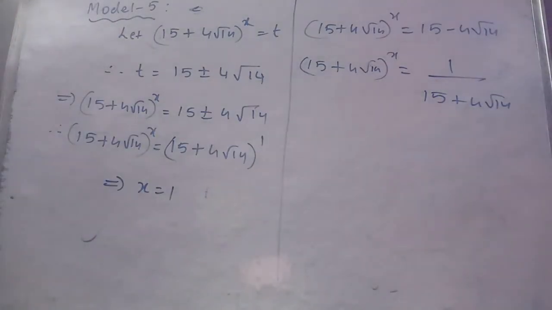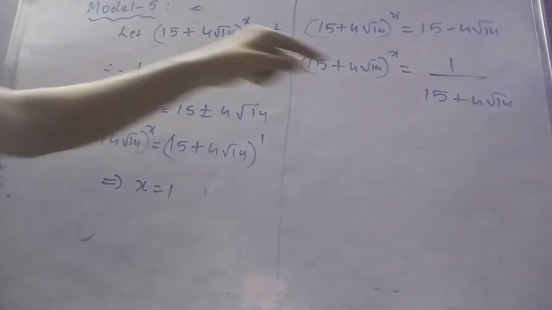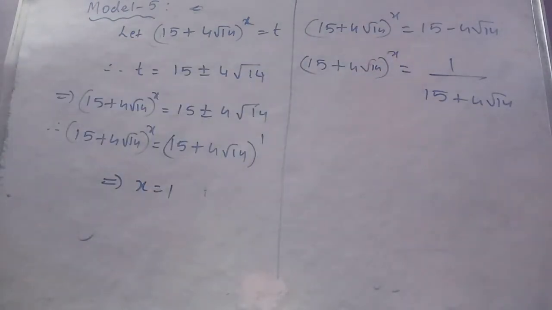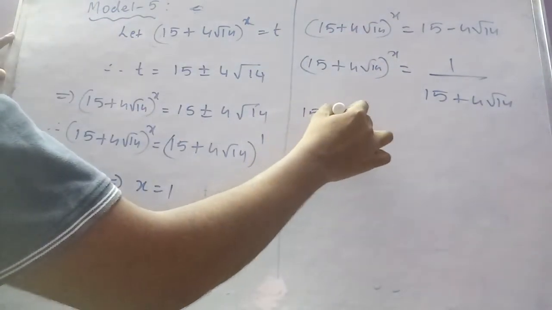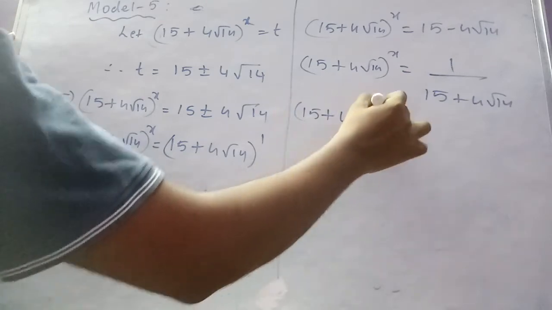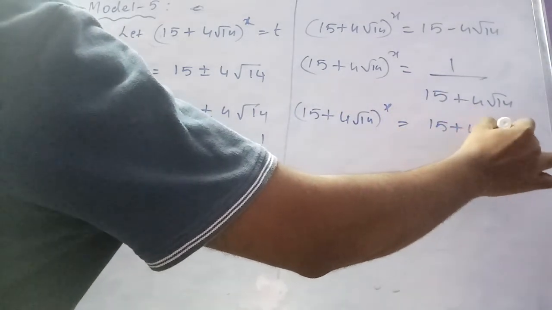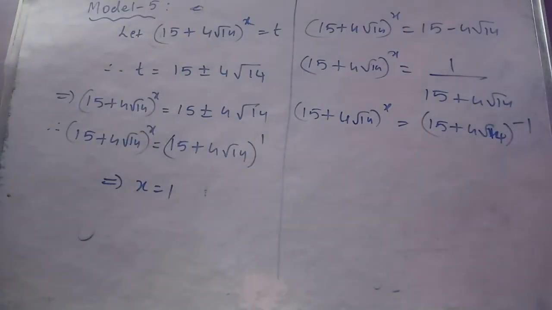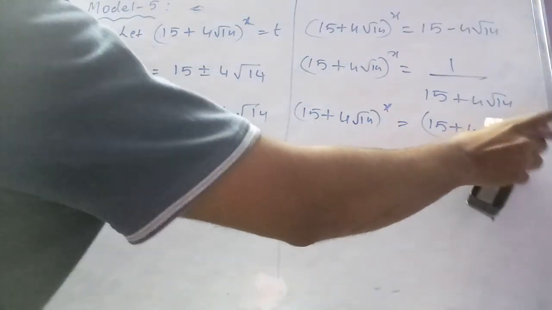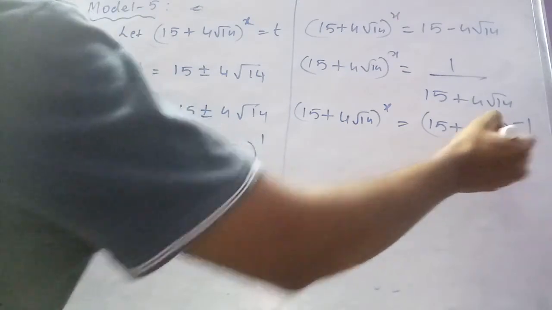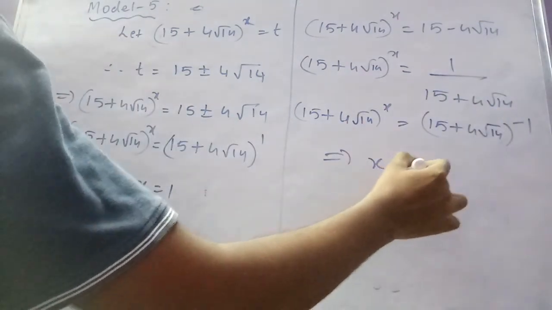When we started solving the problem, there you can find it. In starting of the solution you can find this. So therefore 15 plus 4 root 14 whole power x can be written as 15 plus 4 root 14 whole power minus 1. So again the bases are equal. Therefore the powers are also equal, which means x is equal to minus 1.